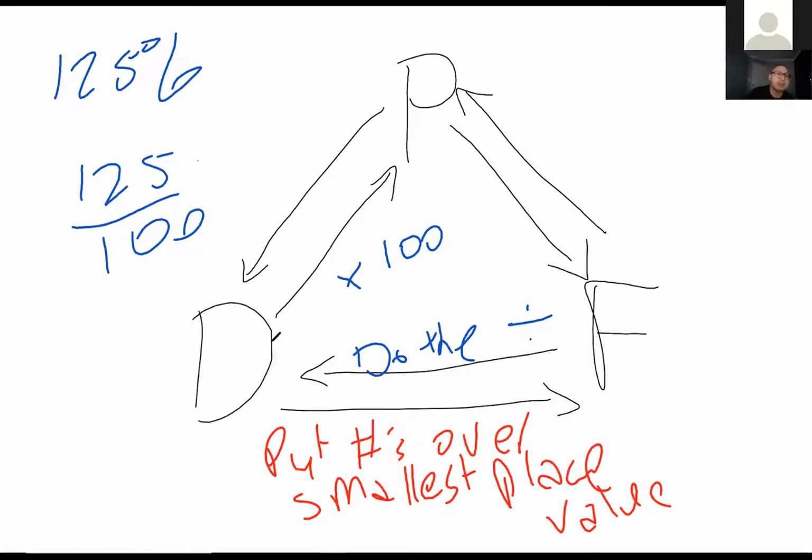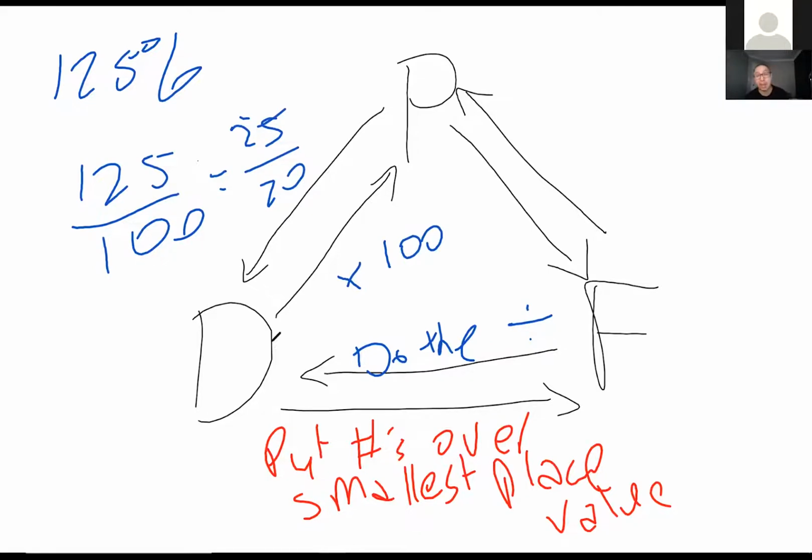How many 5s fit into 100? Well, we kind of talked about that before. 5 fits into 100 20 times. How many 5s fit into 125? Well, 5 fits into 25 5 times, and 5 fits into 100 20 times. So that means 5 fits into 125 25 times. So my fraction here is 25 out of 20.